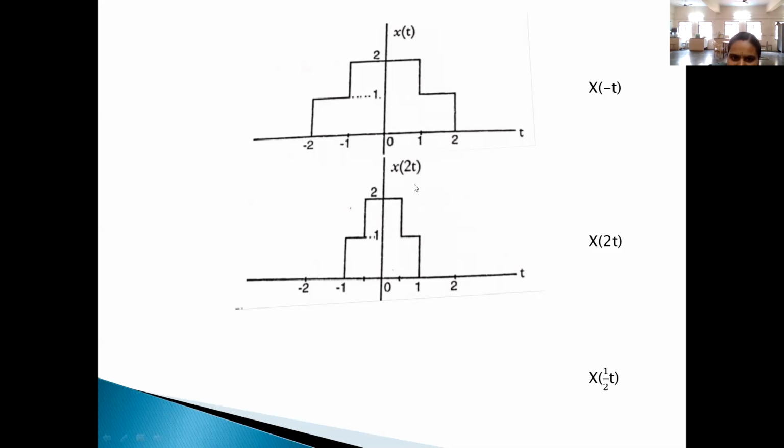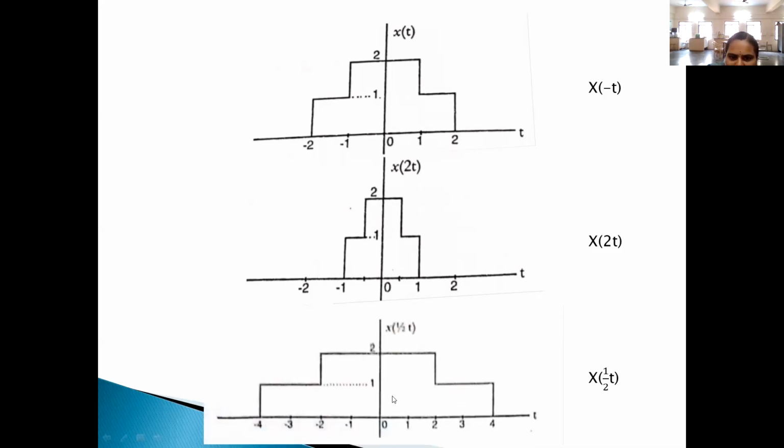Then how is the time going to change here? Instead of -2 to 2, it changes from -4 to +4. So you'll get the signal like this, from -4 to 4. One sample position changes to the 2 position, again from -1 to -2. The same signal is expanded; the amplitude values do not change. It only changes along the time axis. This is the x of 1/2 t signal, where it is expanding.